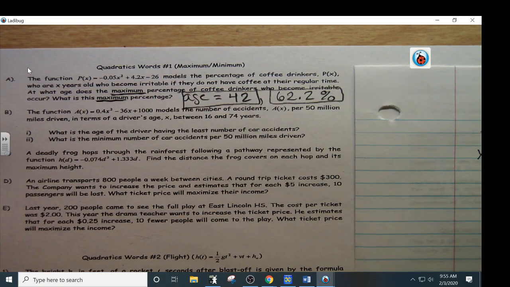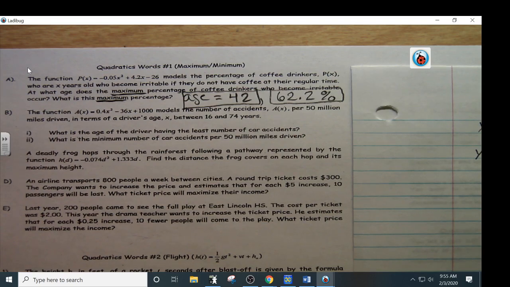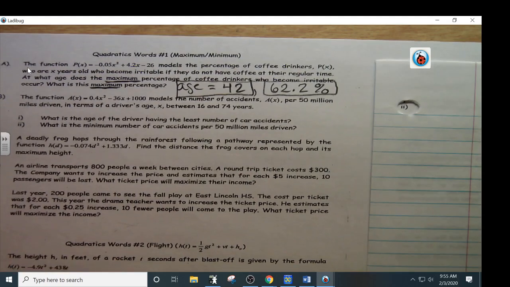All right. An airline transports 800 people a week between cities. A round trip ticket costs $300. The company wants to increase the price and estimates that for each $5 increase, 10 passengers will be lost. What ticket price will maximize their income? All right, now write this down beside number D.